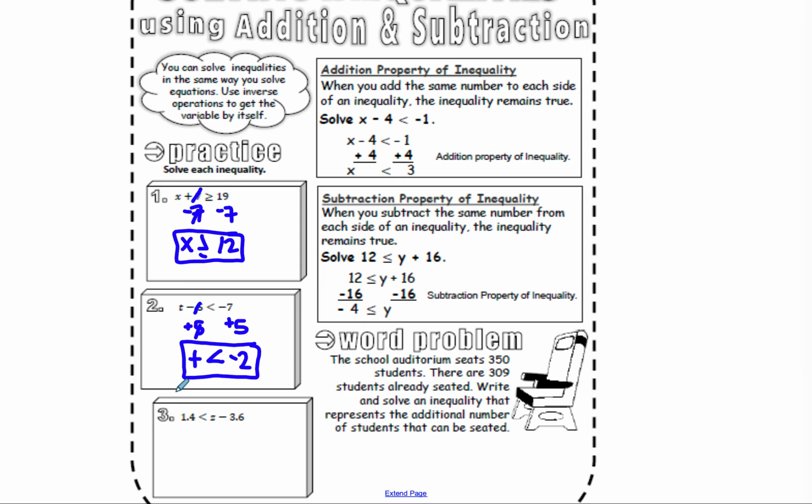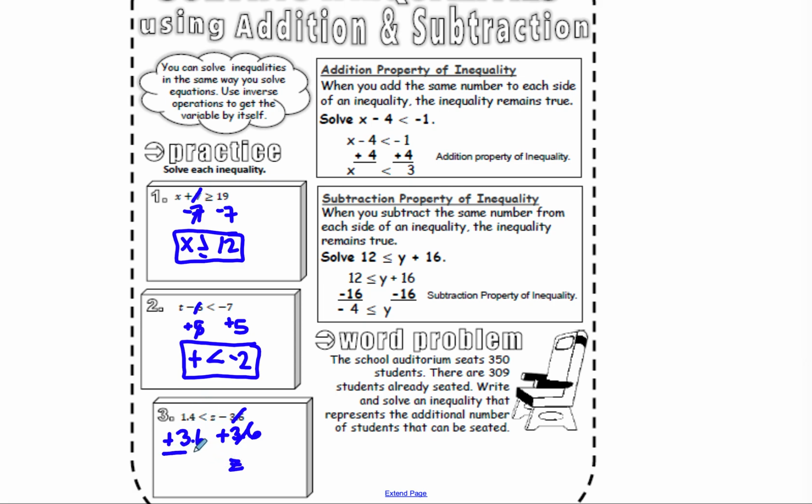All right, for number 3, this time our variable is on the right side of the inequality. It does not impact how we solve it at all. This is a minus 3 and 6/10. It's on the same side as the z. We have to cancel it out by adding 3 and 6/10 to both sides. Negative 3 and 6/10 plus 3 and 6/10 is 0. Leaves us with just z.